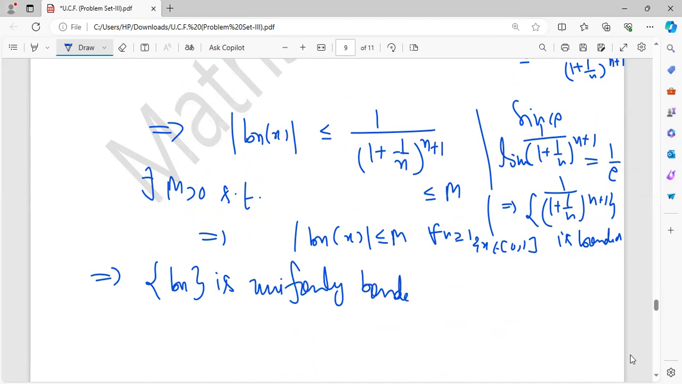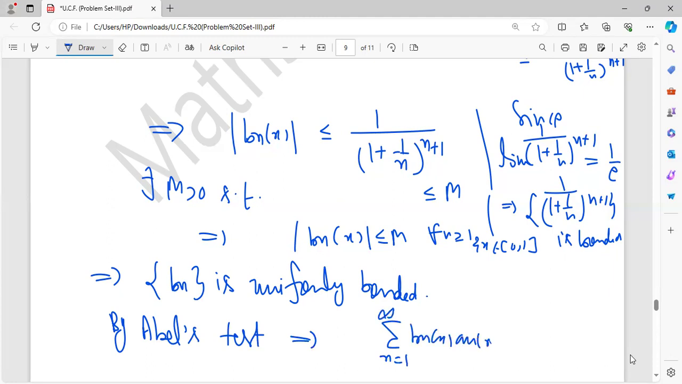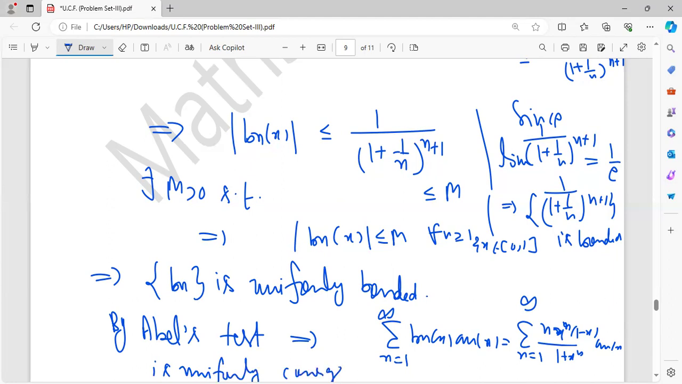Now b_n(x) is monotonically increasing and uniformly bounded, and the summation a_n series is uniformly convergent, so by Abel's test, this series, summation n goes from 1 to infinity of b_n(x) a_n(x), that is, summation of n x to the power n (1 minus x) upon (1 plus x) to the power n times a_n(x), is uniformly convergent. Okay, this series is uniformly convergent. Given series is uniformly convergent.